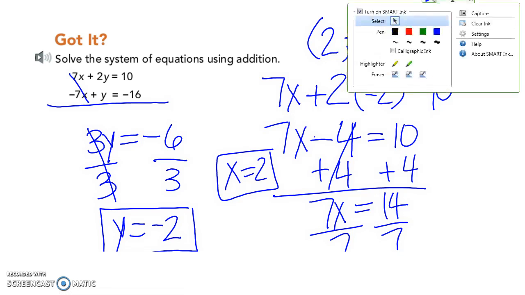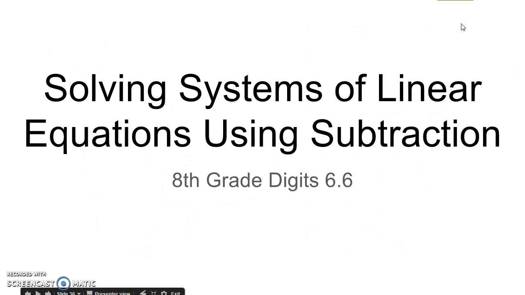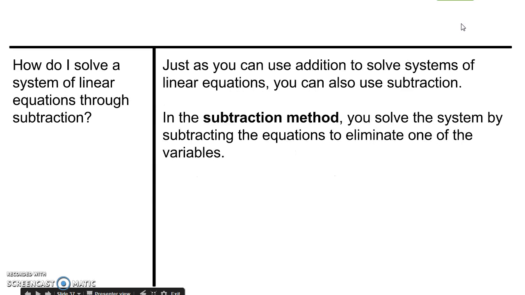The subtraction method is very, very similar to the addition method. And go ahead and quickly copy this down. How do I solve a system of linear equations through subtraction? Just as you can use addition to solve systems of linear equations, you can also use subtraction. In the subtraction method, you solve the system by subtracting the equations to eliminate one of the variables. So instead of adding the two equations from top to bottom, we're going to subtract.